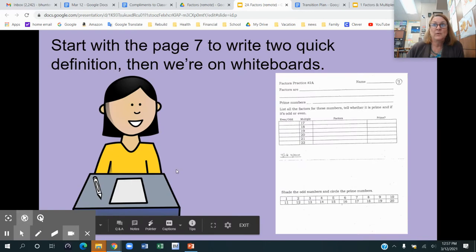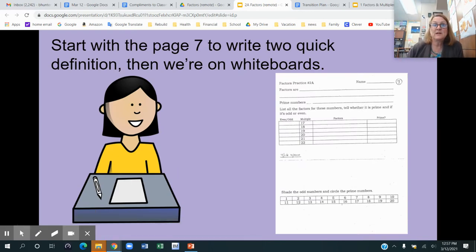Moving on. We are now on the worksheet. So have that in front of you and get ready to write some definitions. If you're a quick writer, you can move faster.